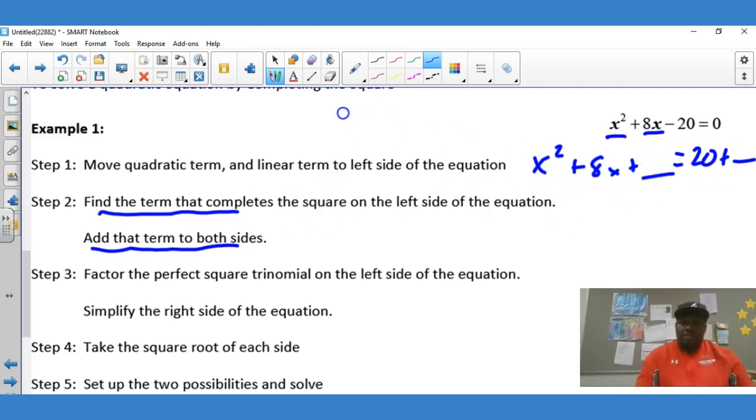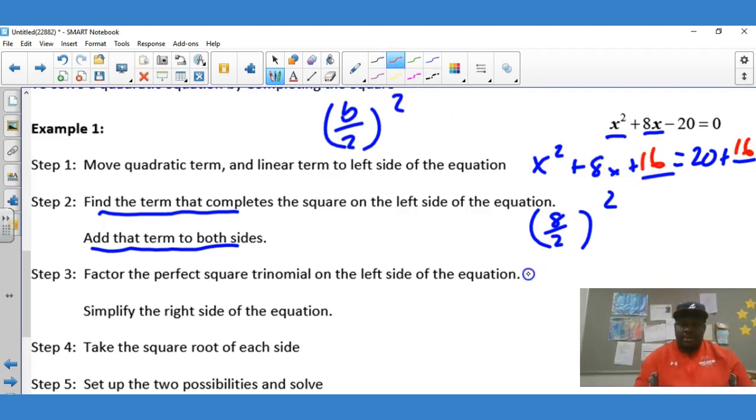So right here, remember, it's b divided by 2, and then we square it. So in this case, it's 8 divided by 2, and then we're going to square that. 8 divided by 2 is 4. 4 squared is 16. So I'm going to put 16 here, and I'm going to put 16 here.